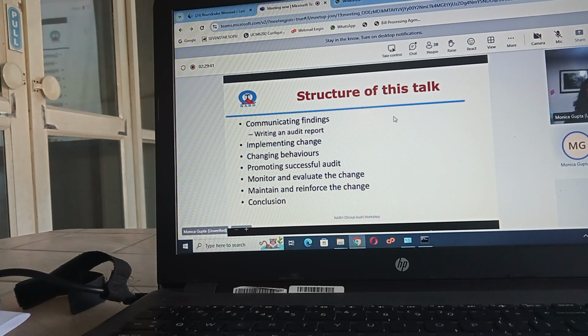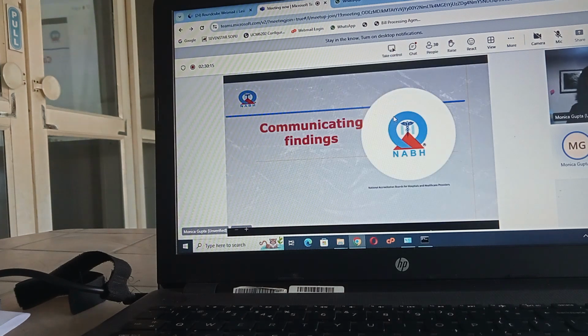So we have to communicate the findings. We have to go about bringing in change, and bringing in change is not like you tell people that tomorrow you have to start doing it. It's not like children in school, and even children in school these days are very smart. They just do what they want to do. So it essentially involves changing behaviors of individuals, and a lot of soft skills are required when you want to change behaviors. How do you promote a successful audit, and how do you monitor and evaluate the change? How do you maintain and reinforce the change, and then finally implement?